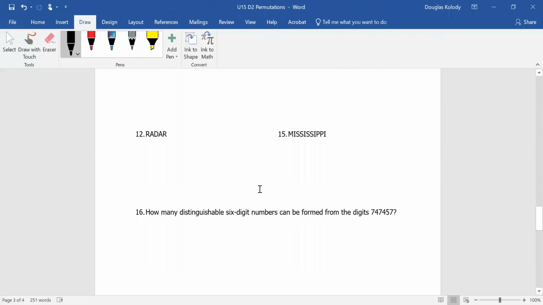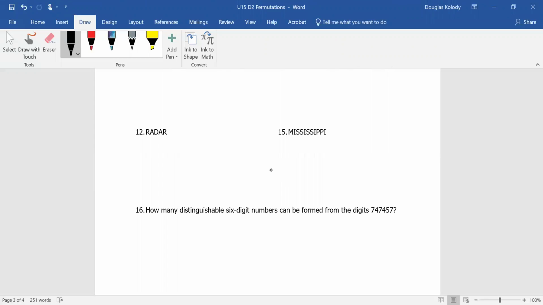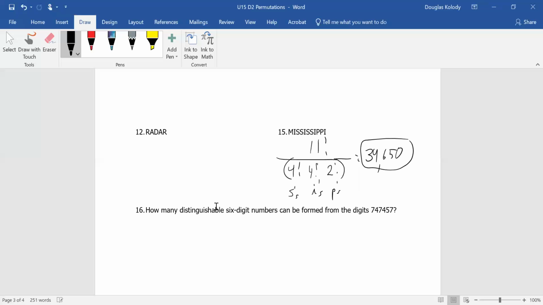Okay, let's just go right down. Mississippi, the granddaddy of them all. 1, 2, 3, 4, 5, 6, 7, 8, 9, 10, 11. There's 11 letters in Mississippi. If all the letters were different, there'd be 11 factorial ways to arrange them. But now we divide. There's 4 S's, so 4 factorial for the S's. There's 4 I's, so another 4 factorial for the I's. And there's 2 P's, so a 2 factorial for the P's. Okay, and so if I work all that out on my calculator, I get 34,650 distinguishable permutations. That's it.